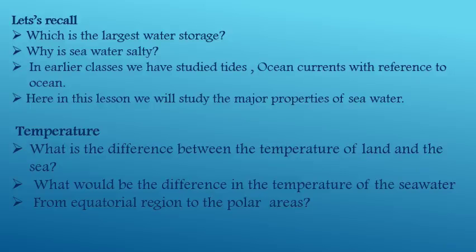When we talk about the temperature difference between the land and the sea, children, during the daytime, land is hotter than the sea. Whereas during the night time, land is cooler than the sea. So this shows the difference between the temperature of the land and the sea. But we also want to know what would be the difference in the temperature of the seawater from the equatorial region to the polar region. And that in detail we will be seeing right now.